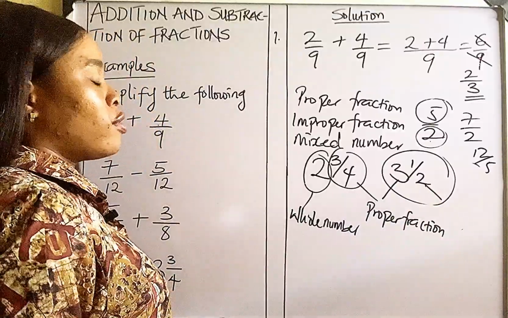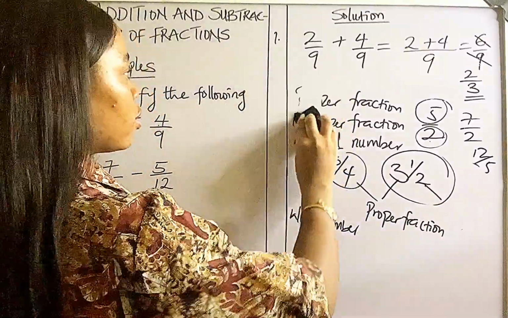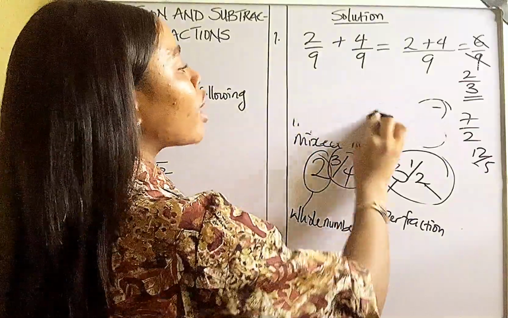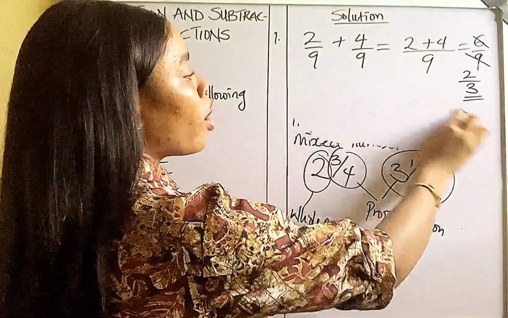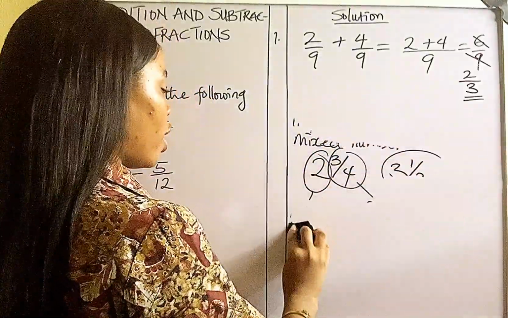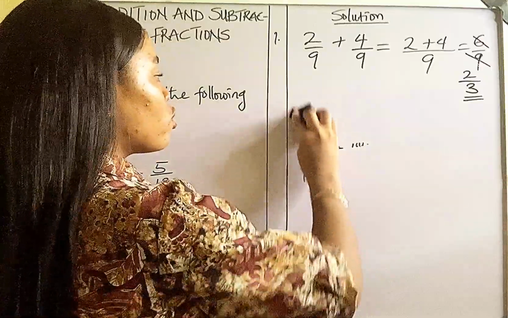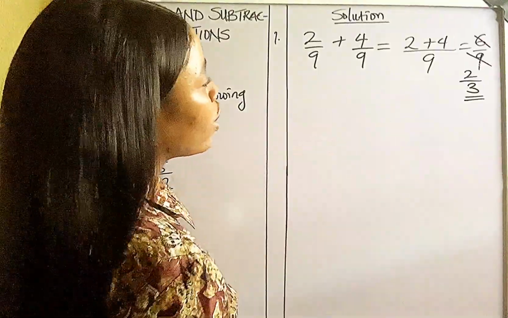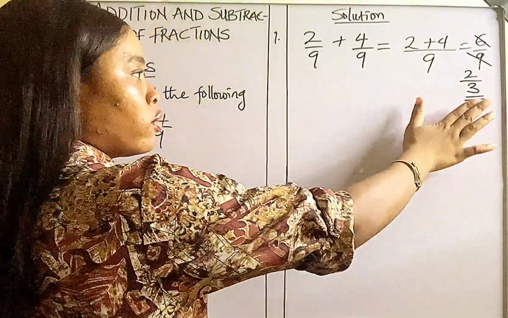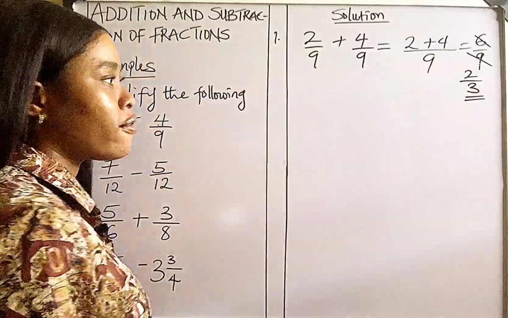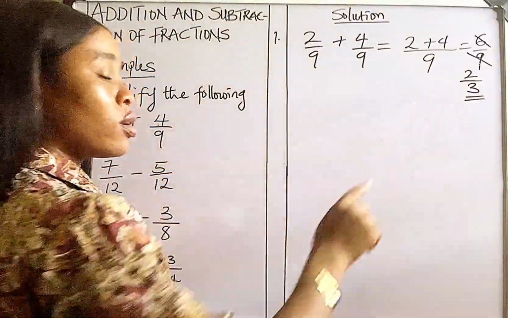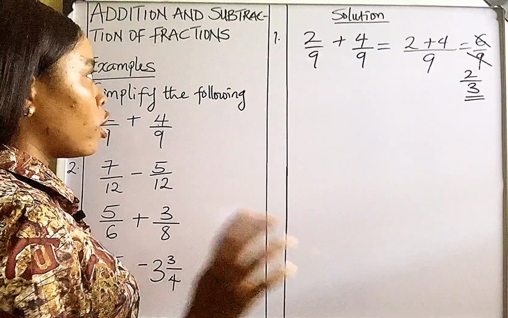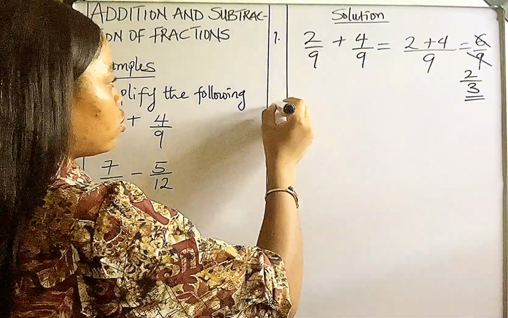So knowing this, you should now know the proper way of leaving your answer. Looking at question 1, you can see that it is very proper for us to leave this as our final answer because it is a proper fraction. So now let's proceed to the next question.